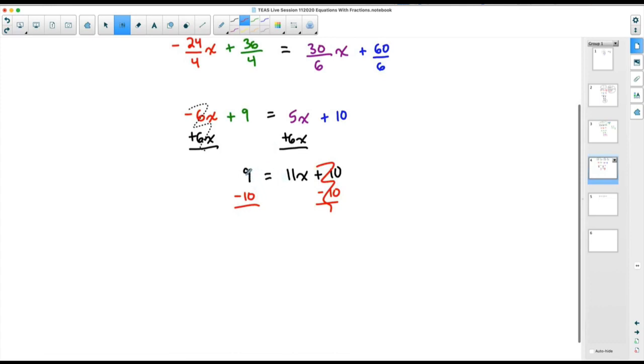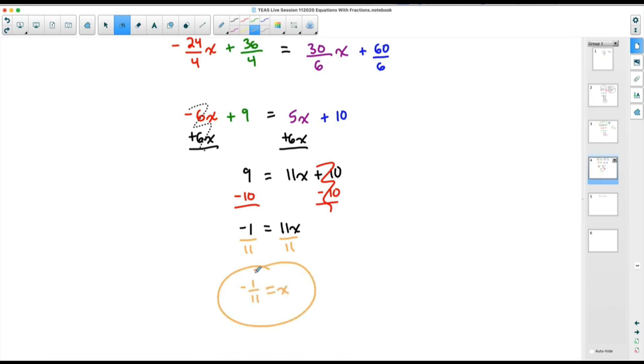If you have $9 in the bank and you wrote a check for $10, you're going to overdraft by $1. So 9 minus 10 is -1. This is equal to 11x. And then finally divide both sides by 11. So therefore, our answer is -1 over 11 is equal to x.